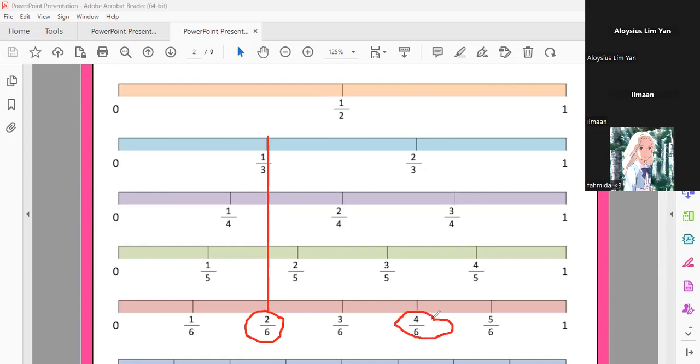How about 4 over 6, guys? What is the simplified fraction? 4 over 6. Yes, Hajita, you missed out the slash. That's all. It's 2 over 3. Fantastic. Can you see that, guys? So this is called equivalent fractions.